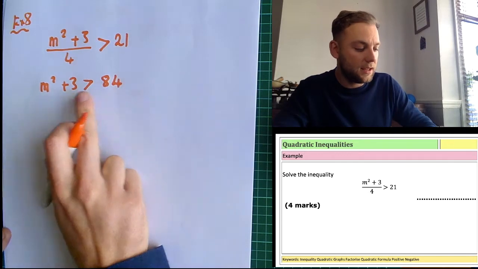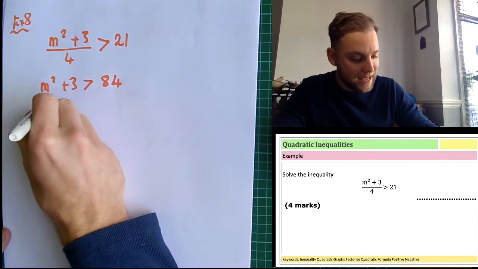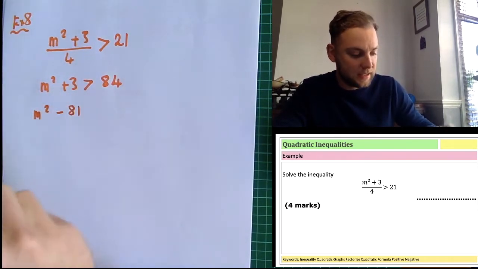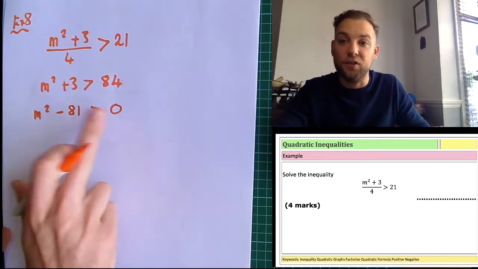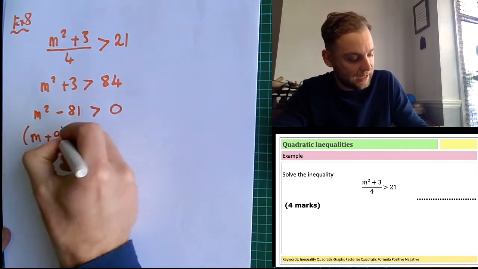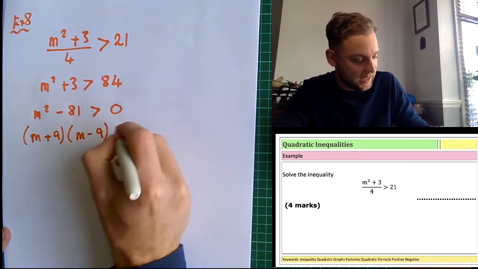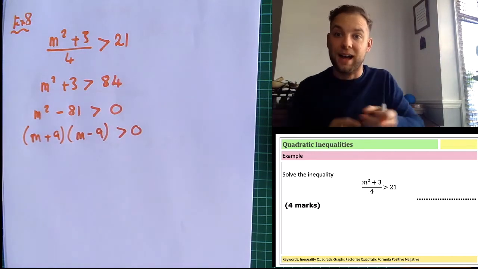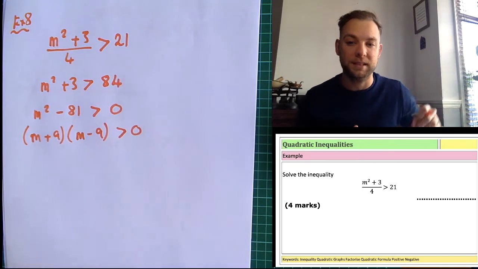So instead of taking away the 3, we're actually going to take away the 84 and make it into, so 3 minus 84 is minus 81, which is greater than 0. And this is actually the difference of 2 squares. So this is m plus 9 and m minus 9 is greater than 0. This is what you actually have to do. Okay, you've got to spot that it's going the other way around, and then it's the difference of 2 squares. That's why this is 4 marks, because people make loads of mistakes with this.